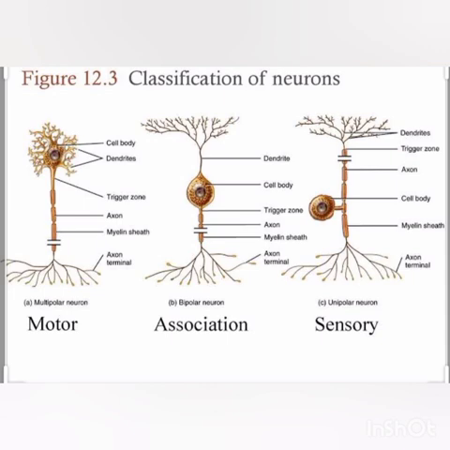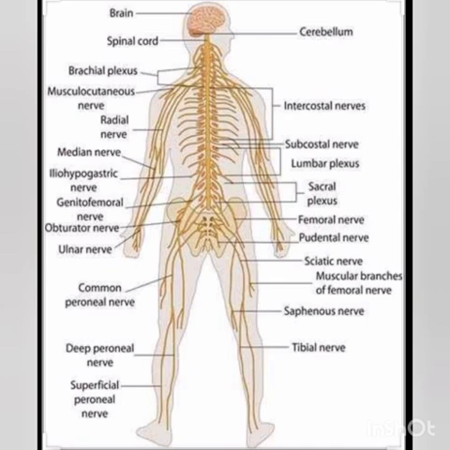Okay, so the next topic is the human nervous system. The human nervous system is divided into three parts. Number one is the central nervous system, two is the peripheral nervous system, and the third one is the autonomic nervous system. So let's learn in detail about the central nervous system or CNS.